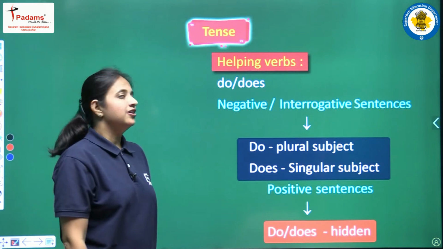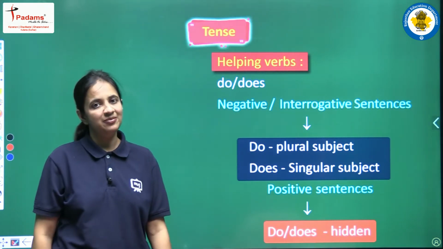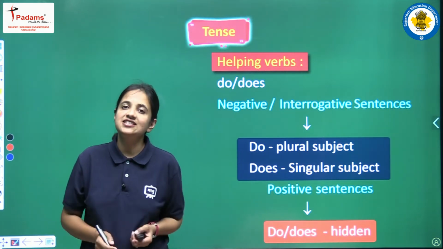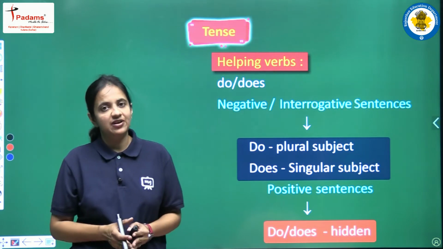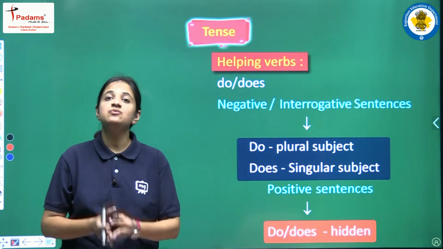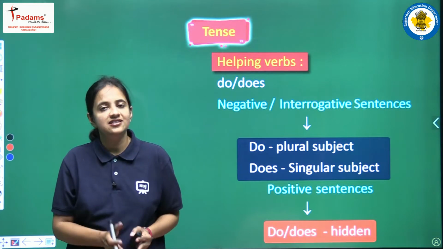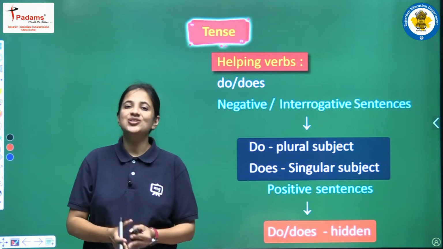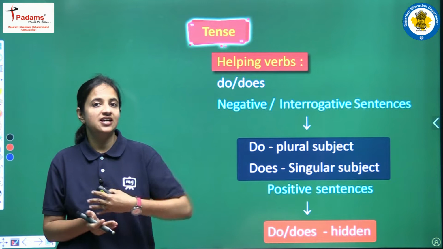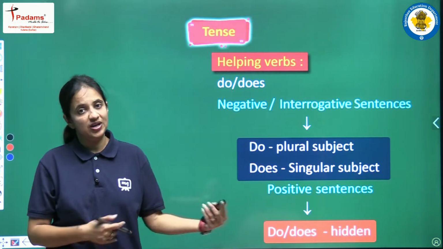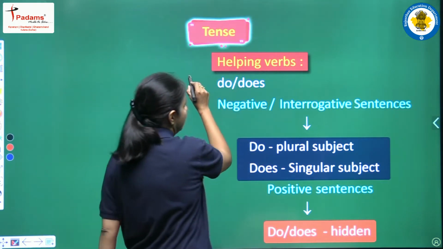So first of all, let's see the helping verb and main verb of our tense. The very first tense that we are having here is present simple tense, and as I have told you earlier, this tense is known as present indefinite tense as well. So now let's discuss the helping verbs.